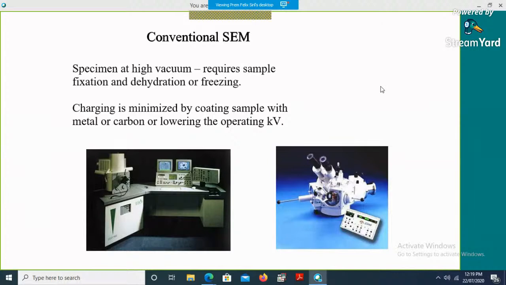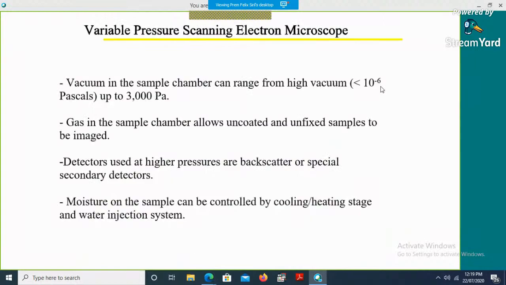So these are called variable pressure scanning electron microscopes, or there are some SEMs called environmental SEMs. That means even if you have moisture inside the sample column, you can do the imaging. This is especially important for biological samples. In variable pressure electron microscopes, only the sample chamber pressure can be varied. The electron gun column will still be under high vacuum. So only in the sample chamber you can have ambient conditions, and then you can do the imaging.